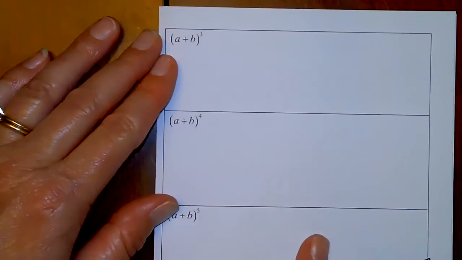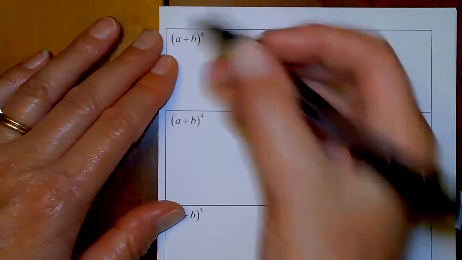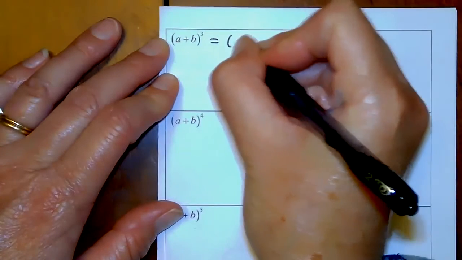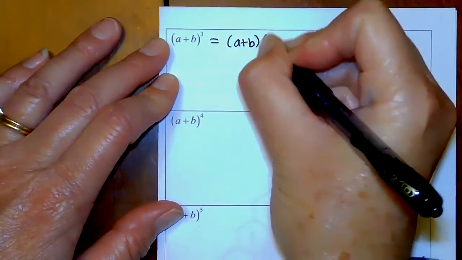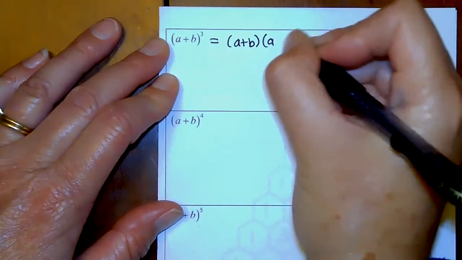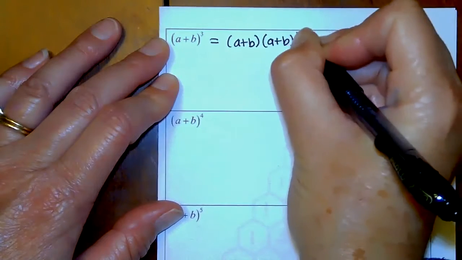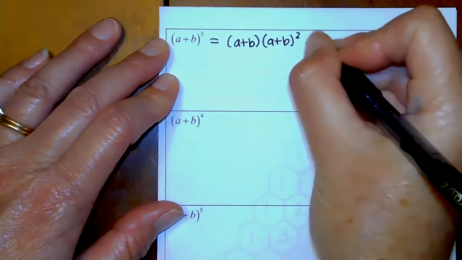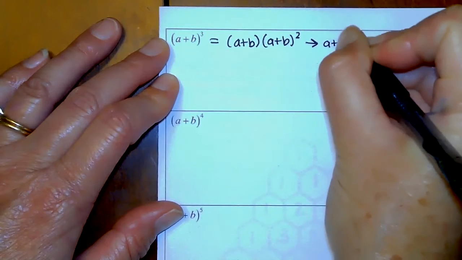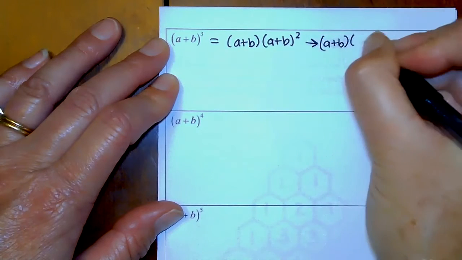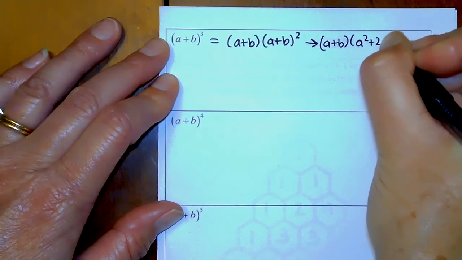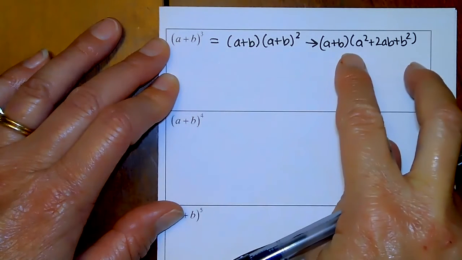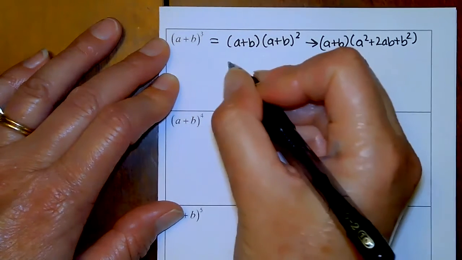And I'm going to be looking at a plus b to the third. Now, when I do this, I'm going to think about it this way. I'm going to think about it as an a plus b times an a plus b squared. Okay, now we already worked out our a plus b squared. So really what I'm going to do is a plus b, and a plus b squared was a squared plus 2ab plus b squared. And I'm going to multiply this out. I'm going to use the box.